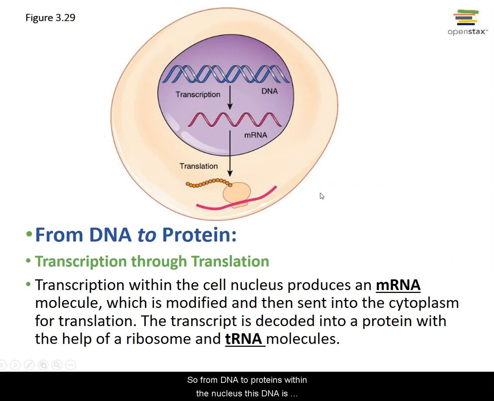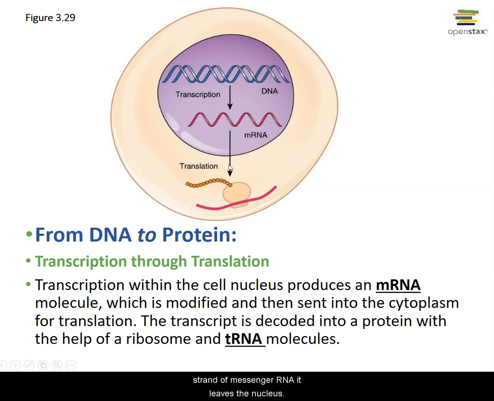So from DNA to protein, within the nucleus, this DNA is going to unzip, and a complementary strand to the DNA with its code, the messenger RNA, is made in the nucleus, and when it is complementary to the bases, it's called transcription. It's transcribing the information that the DNA contains. It's got that information on this strand of messenger RNA.